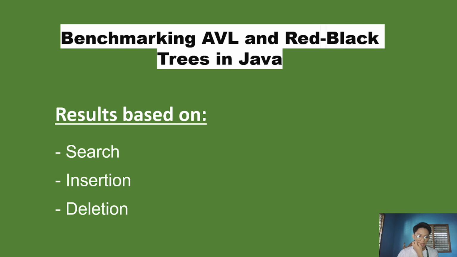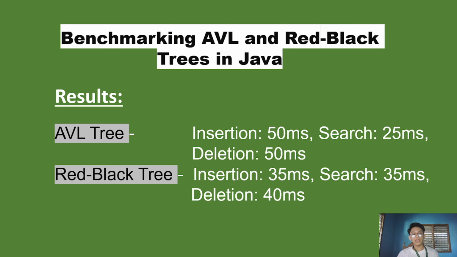After our test, the output for the AVL tree's insertion is 50 milliseconds, while the red black tree has an insertion output of 35 milliseconds. On the search, the AVL tree has 25 milliseconds, while the red black tree has a search time of 35 milliseconds. The deletion of the AVL tree is 50 milliseconds, while the deletion of the red black tree is 14 milliseconds.